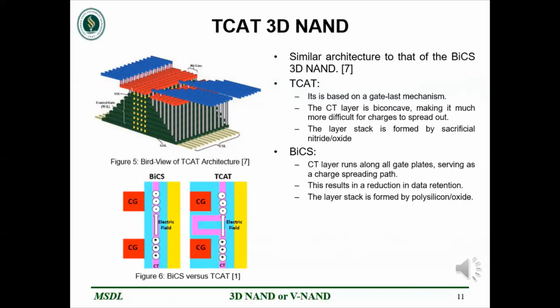Since the TCAT is based on a gate-last mechanism, the charge trap layer is biconcave, making it more difficult for charges to spread out. The BiCS, on the other hand, is distinguished by a charge trap layer that runs along all the gate plates, serving as a charge spreading path. This has a disadvantage as it results in a reduction in data retention. Another difference from the bit-cost scalable architecture is that the layer stack in the TCAT is formed by sacrificial nitride or oxide rather than polysilicon or oxide. This TCAT architecture is what is presently used in most of the 3D NAND architectures.